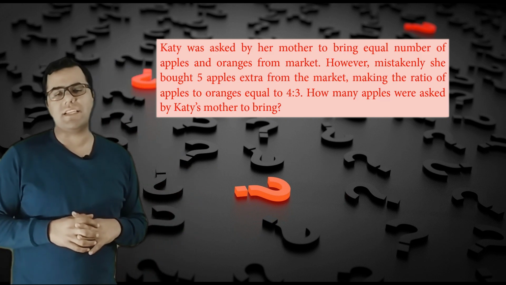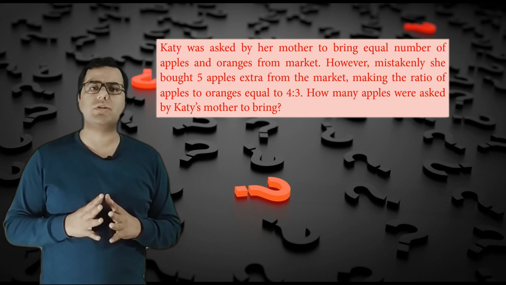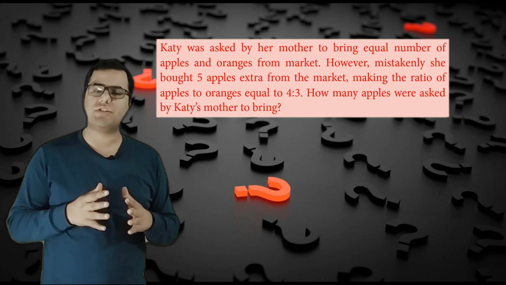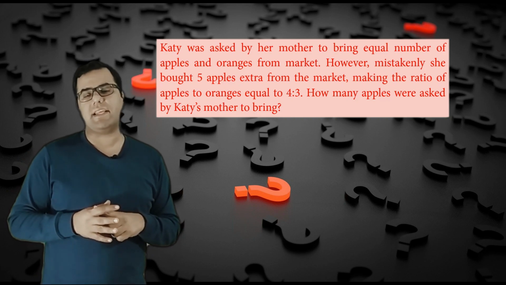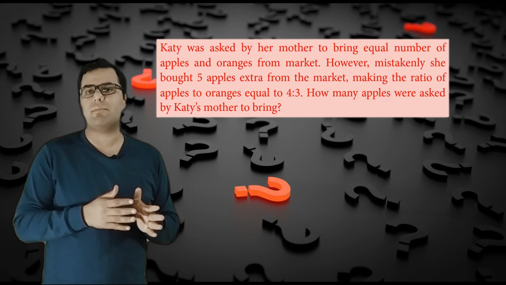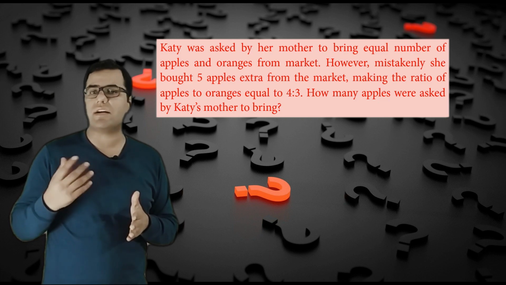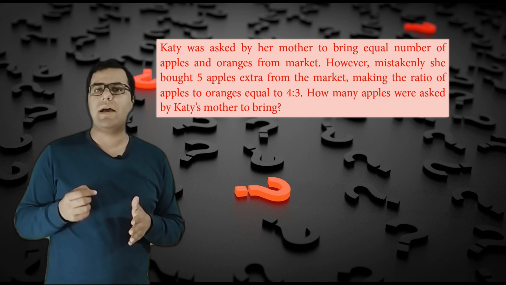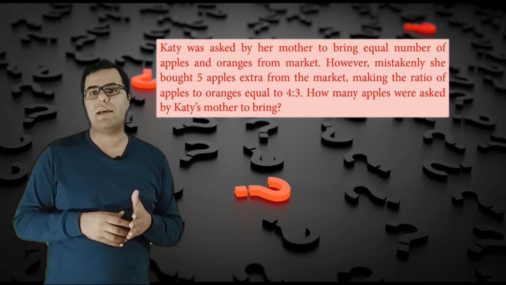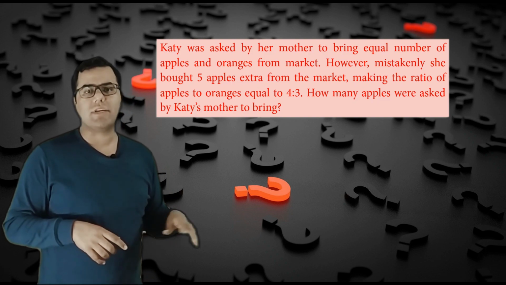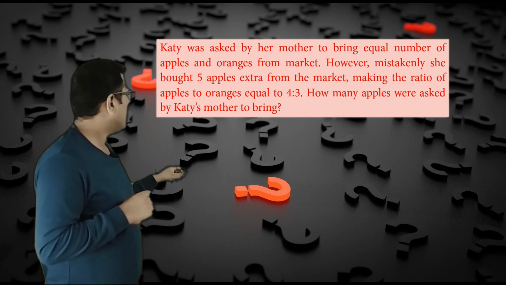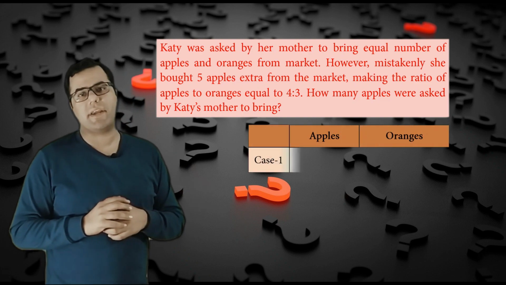Now, in this problem, we have two situations. In case 1, situation 1, Katie's mother asked her to bring an equal number of apples and oranges. In the second case, she brings an extra number of apples, and now the ratio has been distorted. This ratio has become 4 by 3. So in case 1, say the number of apples she was supposed to bring was X.